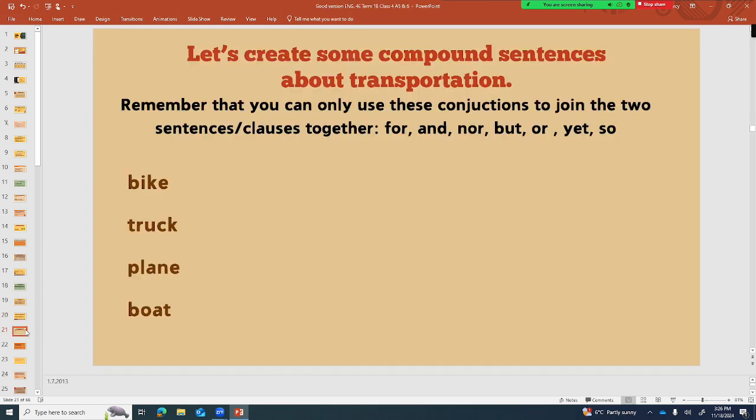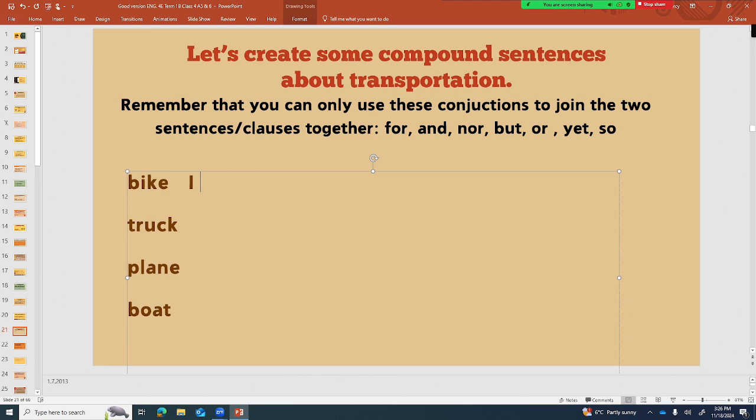Okay, so now that we kind of understand, hopefully, compound sentences, let's try and make some compound sentences. That's what you're going to have to be doing for your assignment. I just chose a transportation theme to make it easy. I'm going to start with and because it's one of the easiest conjunctions to use. Let's see. What can I say?